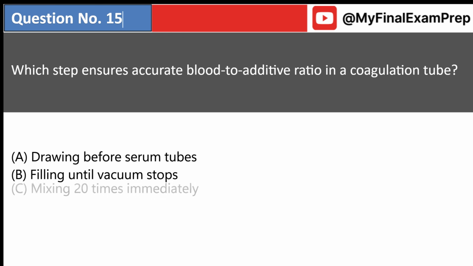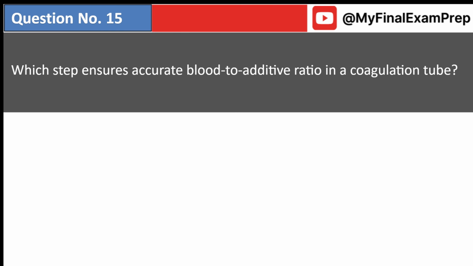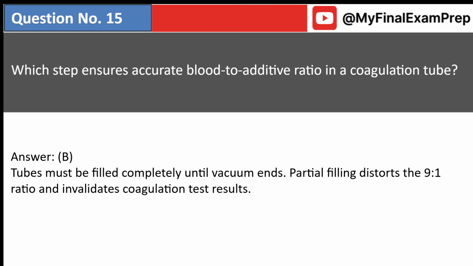Which step ensures accurate blood-to-additive ratio in a coagulation tube? A. Drawing before serum tubes. B. Filling until vacuum stops. C. Mixing 20 times immediately. D. Using 21-gauge needle only. Answer B. Tubes must be filled completely until vacuum ends. Partial filling distorts the 9:1 ratio and invalidates coagulation test results.